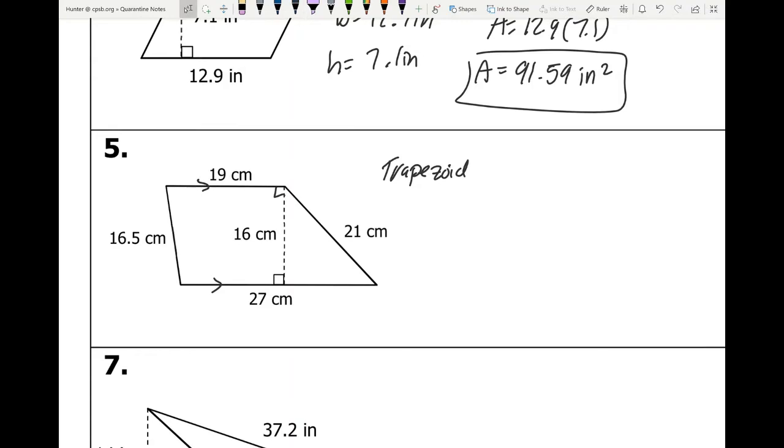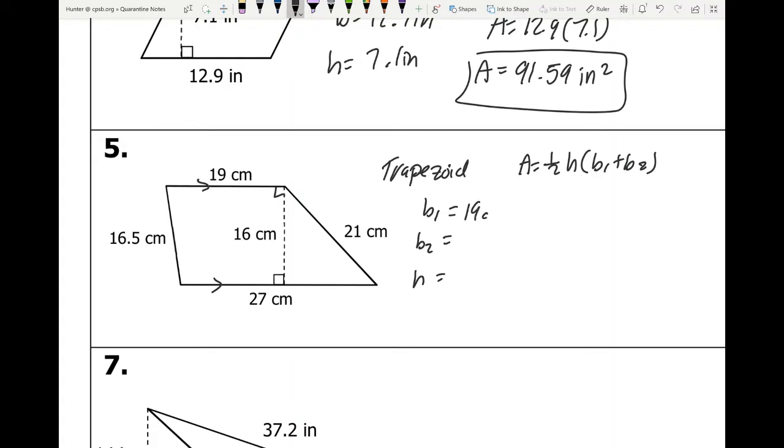So we use the formula for area of a trapezoid. I need a B1, a B2, and I need a height, because our area is 1/2 times height times B1 plus B2. Our B1 and B2 are just our two bases, which are the parallel sides in our trapezoid. So they can be either one, B1 or B2, it doesn't matter.